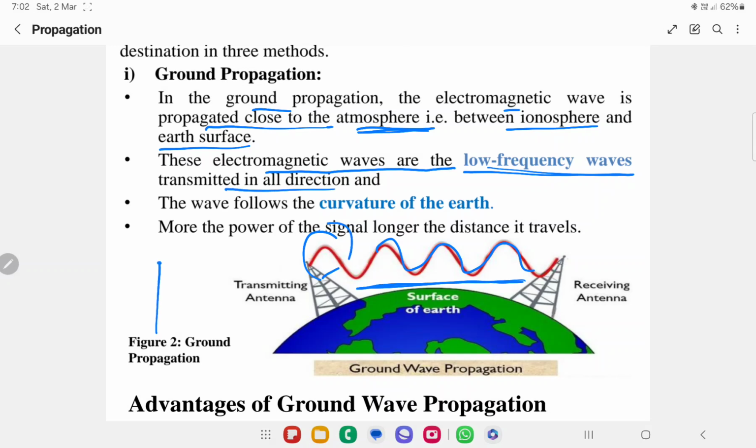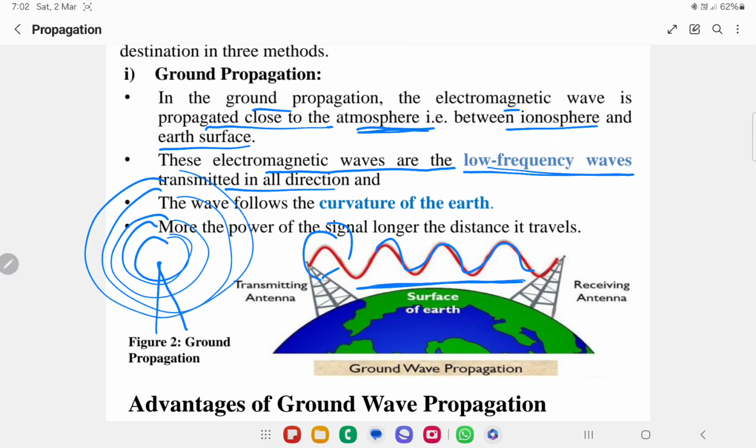Basically, when we talk about radio transmission, radio signals are omnidirectional, like this. In all directions it will spread like this. So it's been spreading in all directions. This is called omnidirectional. So these are mainly some low frequency waves transmitted in all directions, and as I said, it follows the curvature of the earth. The more the power of the signal, the longer the distance this signal will travel. So this is all about ground wave propagation.